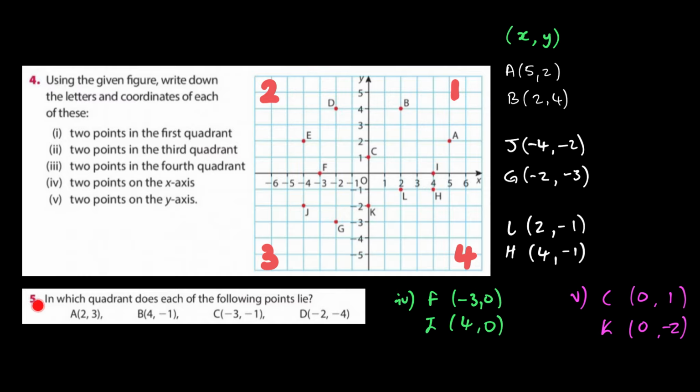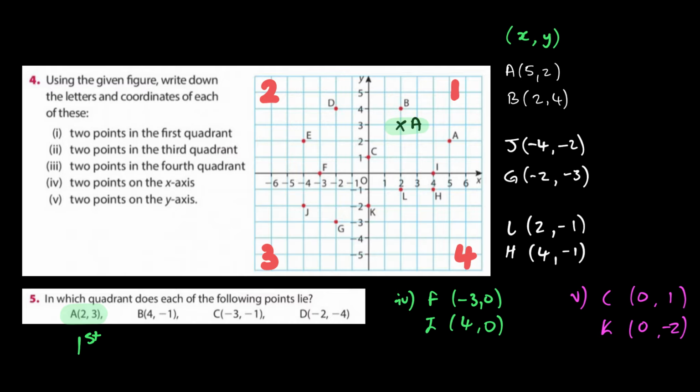So with question 5, in which quadrant does each of the following points lie? Again, this is just about labeling points. I'm going to use this here to help me. If I look at the first one, I'll highlight it in green. So 2, 3. 2 on the x-axis, 3 on the y-axis is there. So this is going to be point A, you could say, with this green one. Obviously that's going to be in the first quadrant.